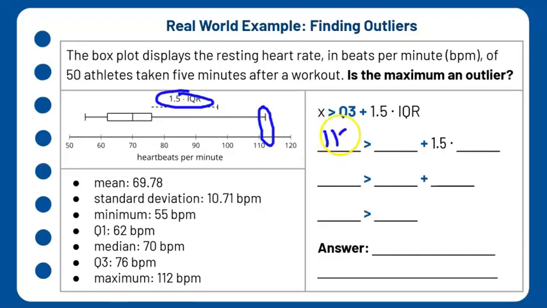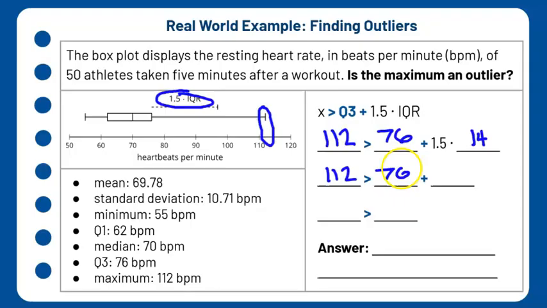Again, using our equation, 112 is greater than 76 plus 1.5 times 14. And we know that the IQR is 14 because Q3 is 76 and Q1 is 62. 76 take away 62 is going to give us 14. Let's simplify.